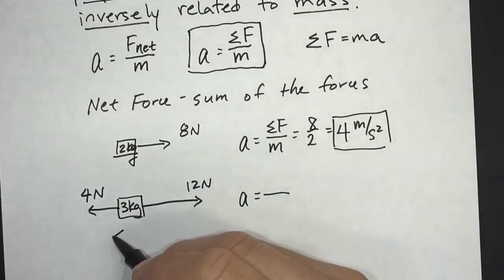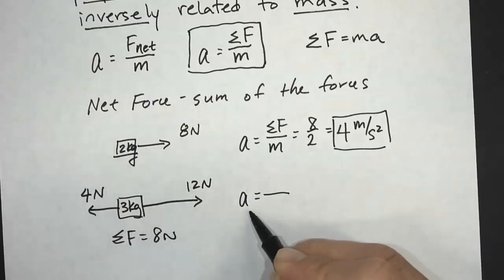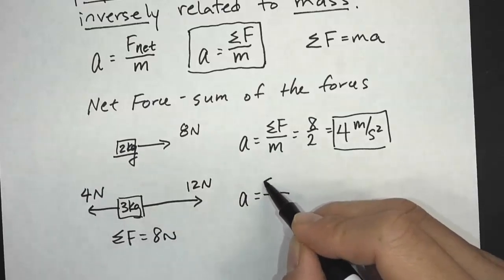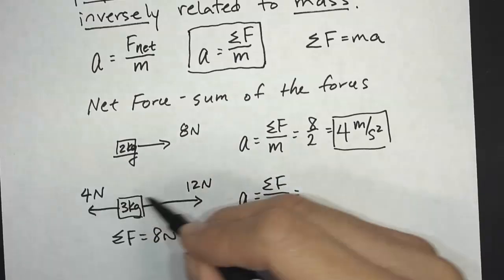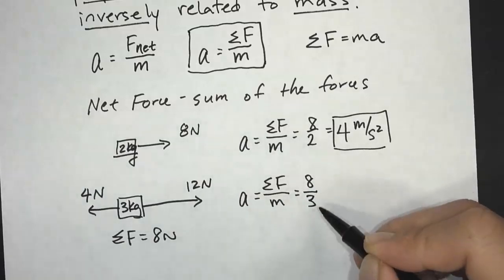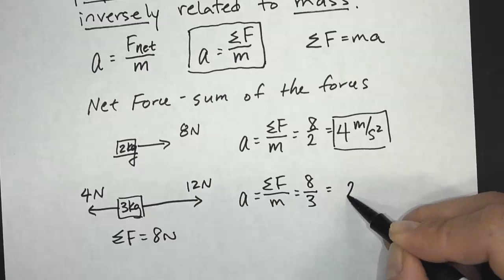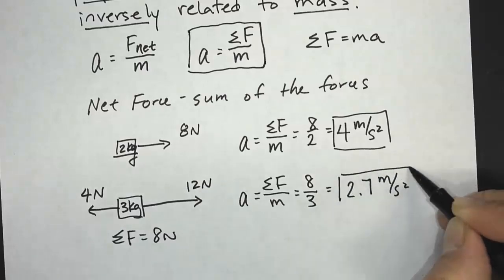So let's calculate the net force real quick. They're in opposite directions, so we subtract them. 12 minus 4 gives us 8 newtons. Now I'm going to substitute for the net force. Let me write the equation down again. It's going to be 12 minus 4, which is 8 newtons, divided by the mass, which is 3. So 8 divided by 3, and we get 2.7 meters per second squared.